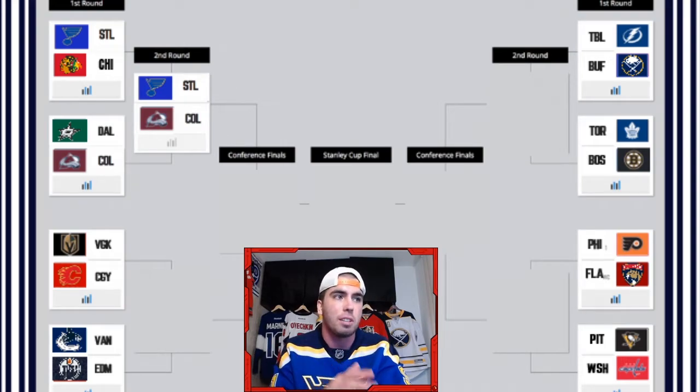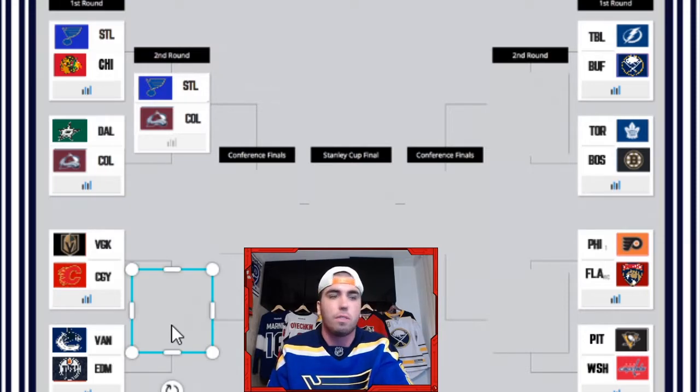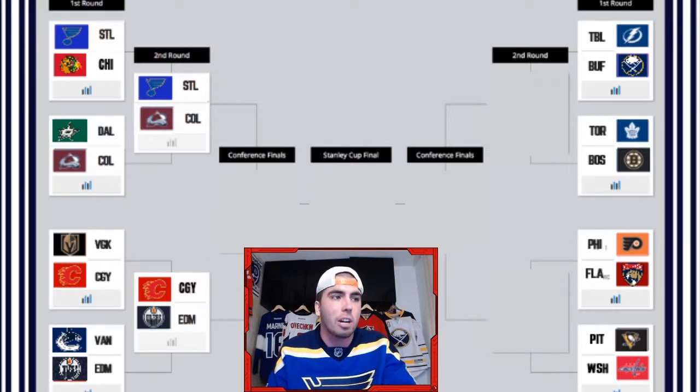I could see it being the Stars because of home ice advantage, but again, I've said it time and time again, with the Avalanche being healthy, I do see them being the more complete team. And then down, Vegas versus Calgary, Vancouver versus Edmonton. A little bit of a hot take, Calgary over Vegas and Edmonton over Vancouver, and getting that Battle of Alberta second round. I could really see that happening.